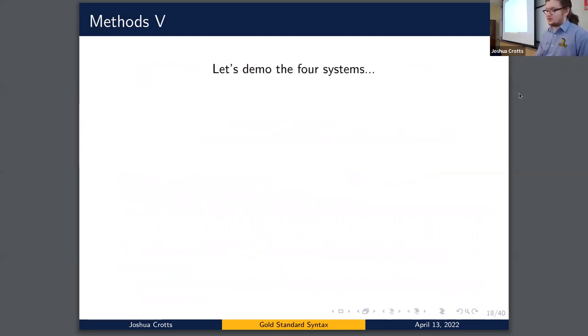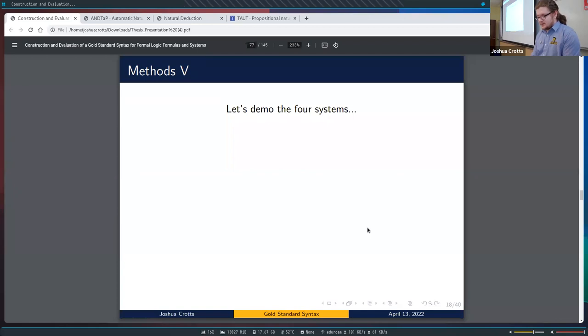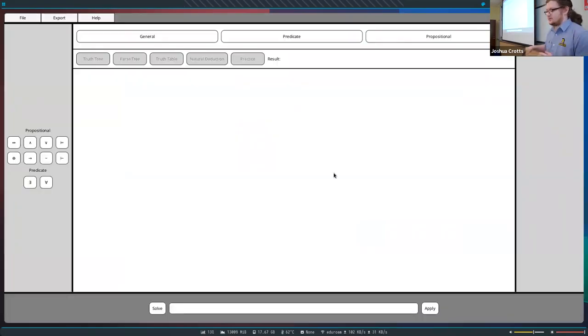All right, now we're going to actually demo these 4 systems. First, let's demo FLAT. There are a lot of neat tools in here, but the one we care about is the natural deduction component. Let's enter a simple proof: C or not D, not C, A implies D, therefore not A. This is pretty simple to solve. As we can see, it solves it with only 2 rules, which is pretty nice.